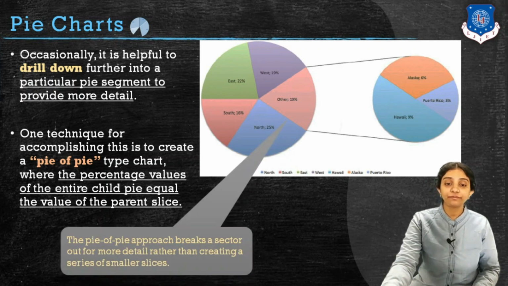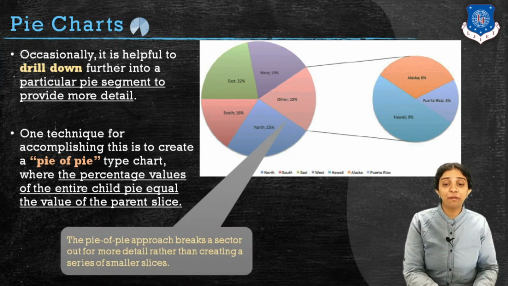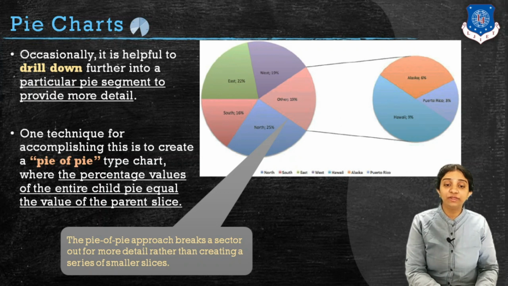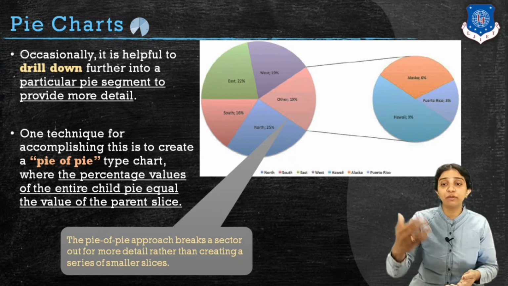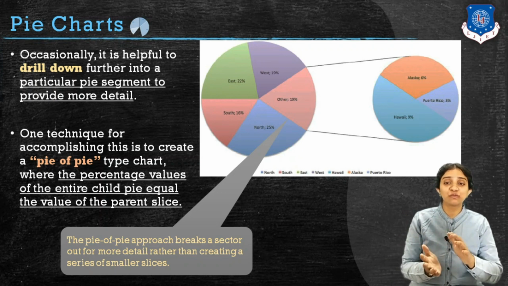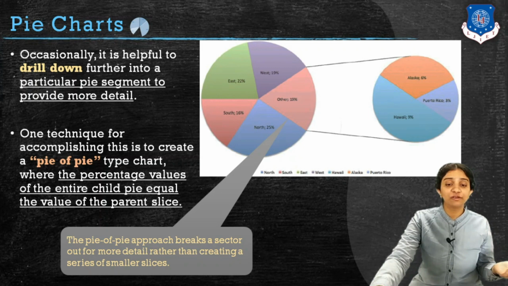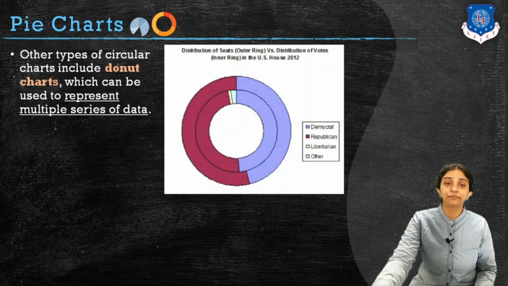In a pie of pie approach, it breaks out the sector into more detail only when required. So this is just avoiding very small chopping of a pie, avoiding so much crumbling in a single chart, where a series of small slices are created.